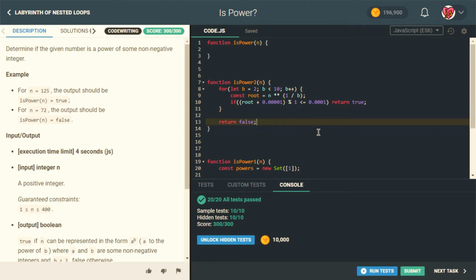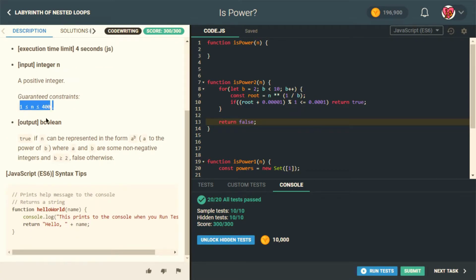Let's just imagine that the constraints were different and we were able to go up to much bigger numbers. We've got 10 to the power of 10, for example, and that's like 10 billion, right? So if we were to do 10 billion and 1 and then take the 10th root of that, it might actually be close enough that it would pass this despite not actually being a power. Does that make sense? So that's basically my issue with it.